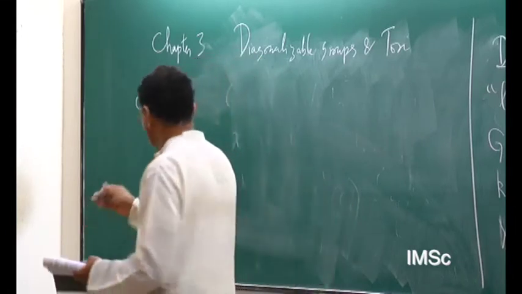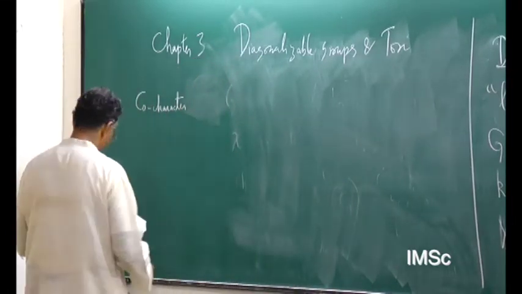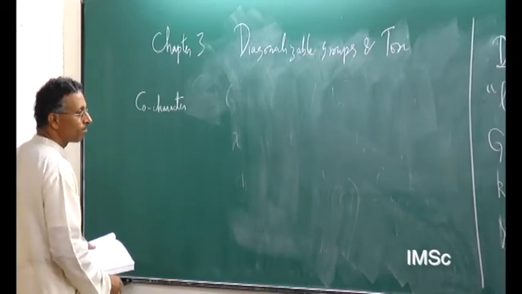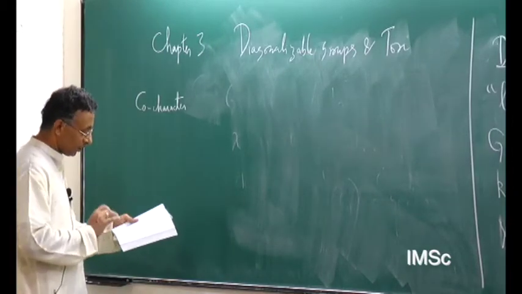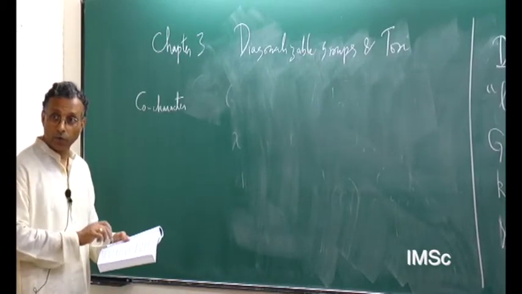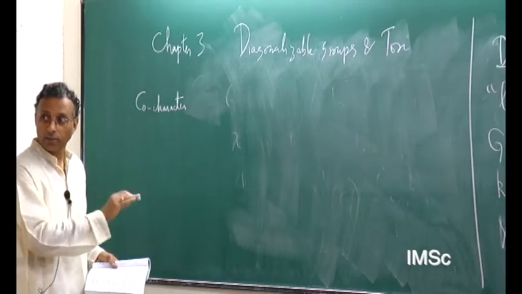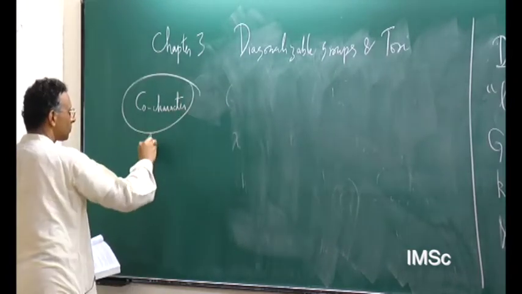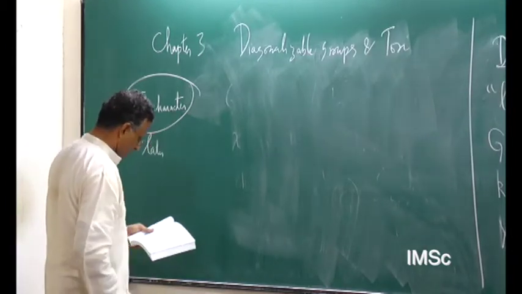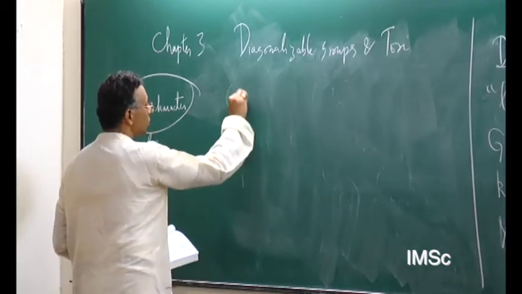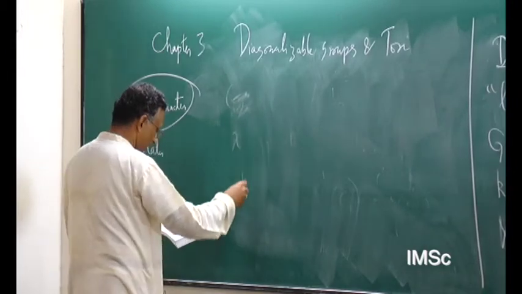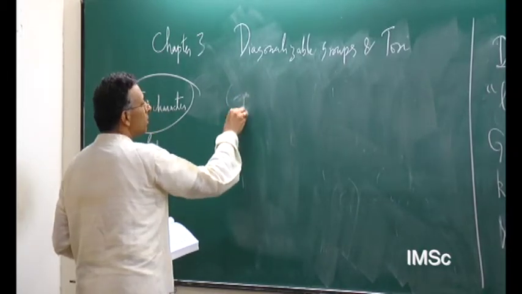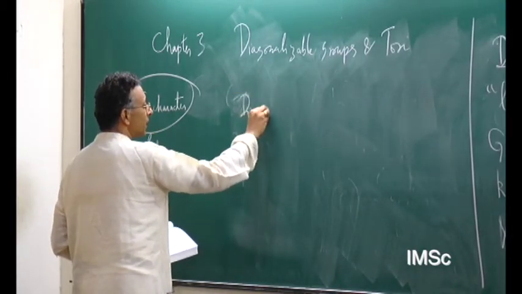Okay, so for now let me state the theorem, and then there is an example before the theorem, but I want to state the theorem and then come to the example. So this is later. So what is a diagonalizable group? The definition is what we said it is.